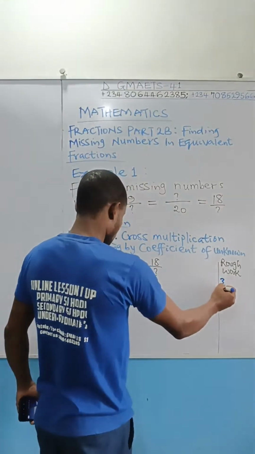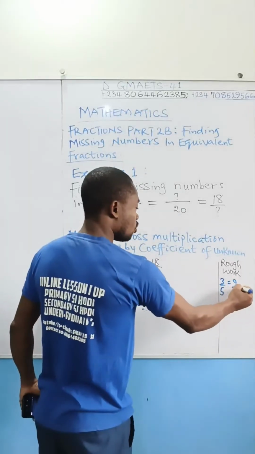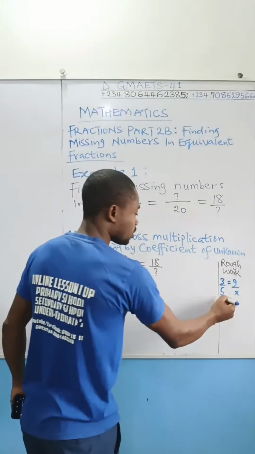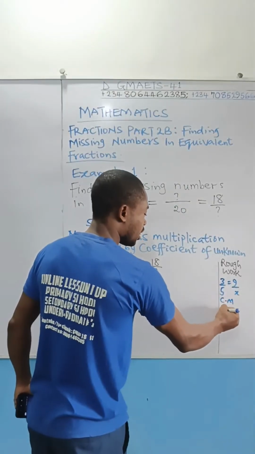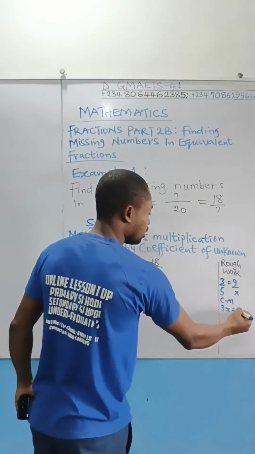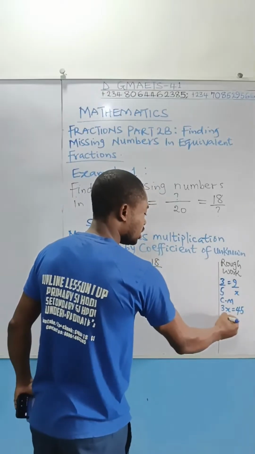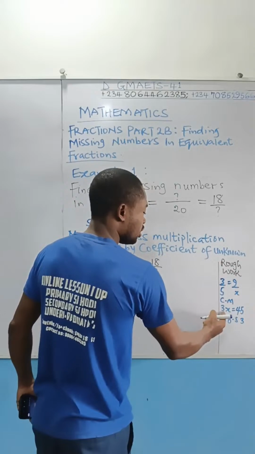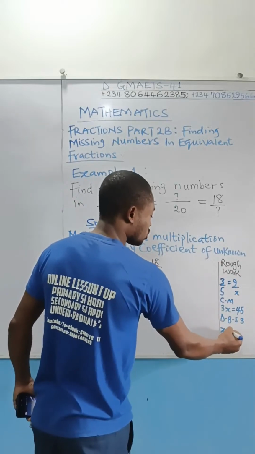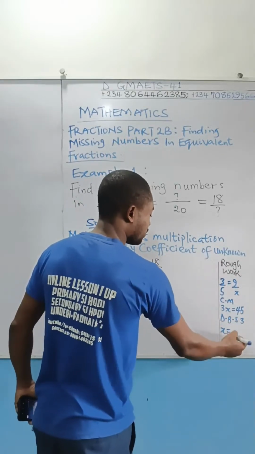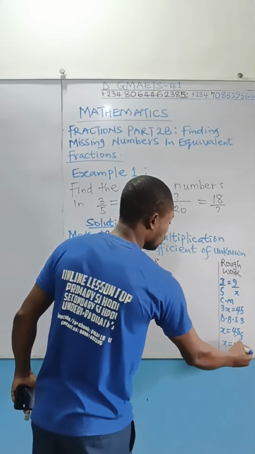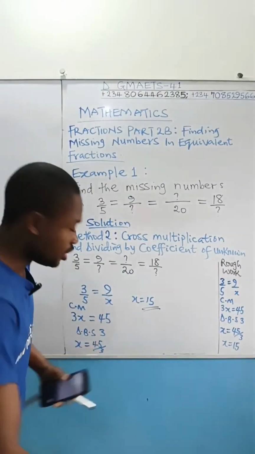3 over 5 equal to 9 over question mark. I said let us use x as a question mark. Cross multiply. If you cross multiply, you have 3x equal to 5 times 9 is 45. Then divide both sides by the coefficient of the unknown, which is 3. Divide 3x by 3, you will get x remaining. Divide 45 by 3, 45 over 3 will give us that x is equal to 15. So the unknown there is 15.